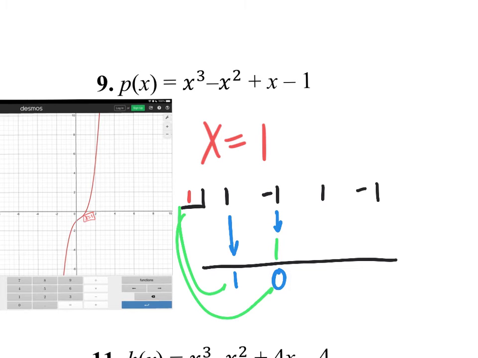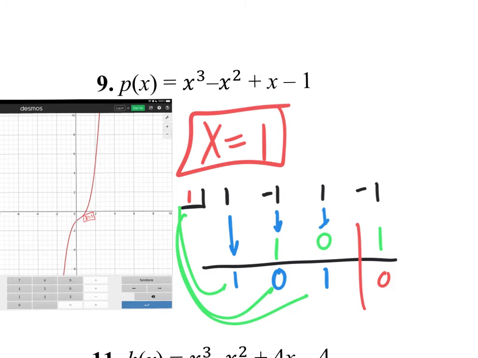As you go up, multiply. 1 times 0 is 0. As you go down, combine. 1 plus 0 is 1. As you go up, multiply. 1 times 1 is 1. As you go down, combine, which gives you the output 0. Which makes total sense because we already knew that this was an answer.